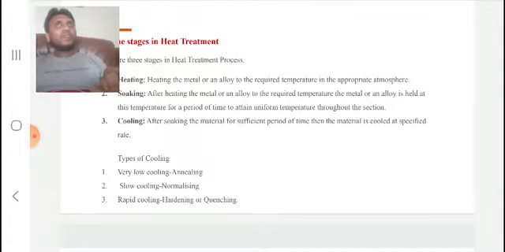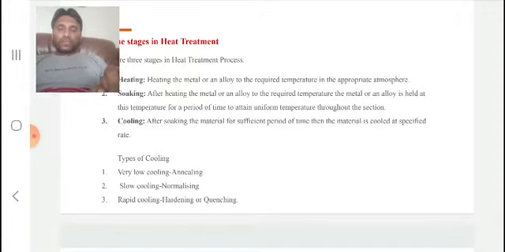So what is annealing? Annealing is nothing but heating a metal to a certain temperature just above the critical temperature, and then slowly cooling in the furnace in order to relieve the internal stresses and to refine the grain size. This is called annealing.